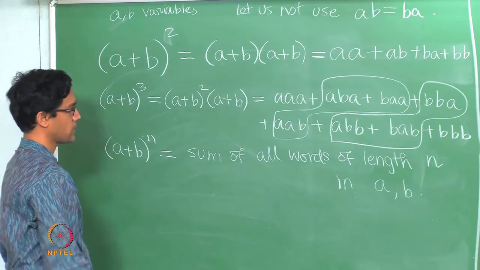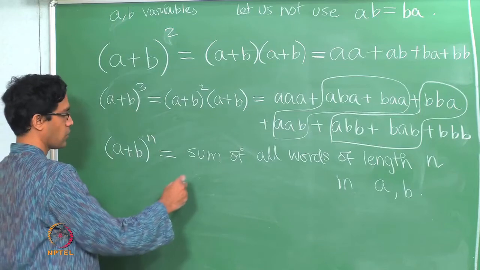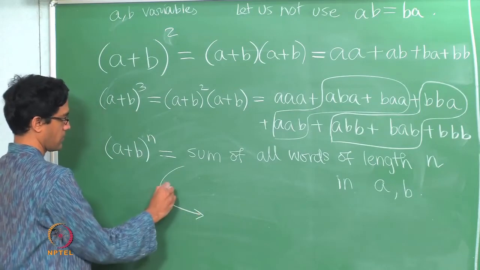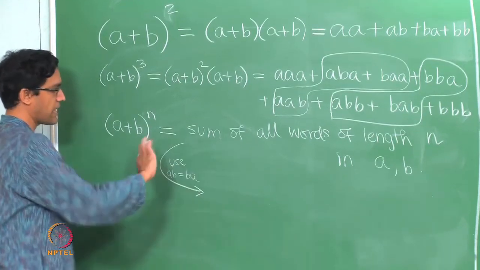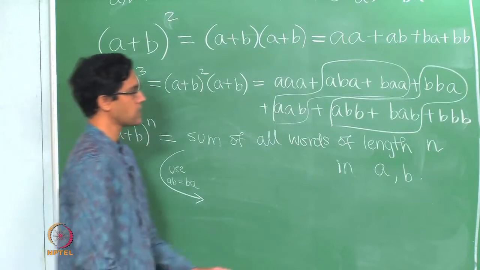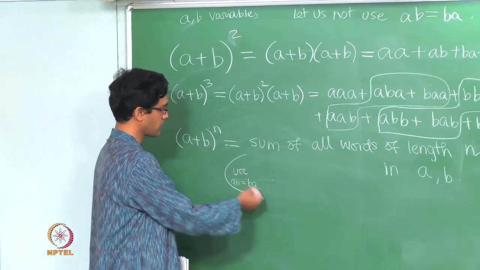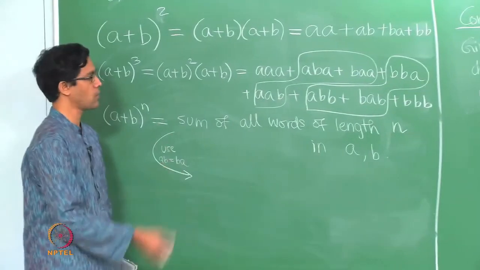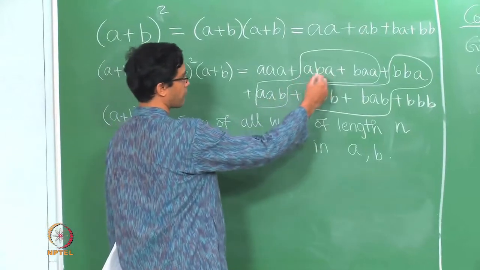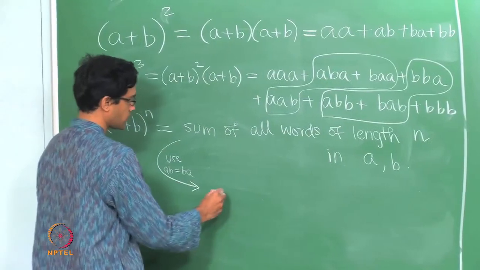And now here's the thing, if you now use the commutativity property, let's allow ourselves to use the fact that you can move the A and the B past each other. If we allow ourselves to use AB equals BA, then what happens is that many of these words will now start collapsing into one. For example, here words which have 2 A's and 1 B will all become A squared B. So in general it's going to be an expression.